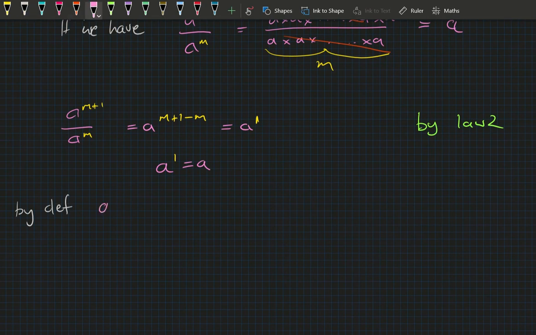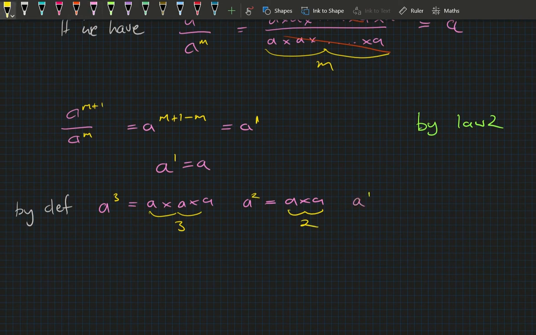Now because a to the 3 is equal to a times a times a, or repeatedly multiplied 3 times, and a squared is equal to a times a, repeatedly multiplied twice, then the number in our index is the same as the amount of a's, right? So a to the 1 would just equal 1a. But I have to be honest, this is a little bit cheeky and not very rigorous. But either way, you can take it to the bank that a to the 1 is equal to a.